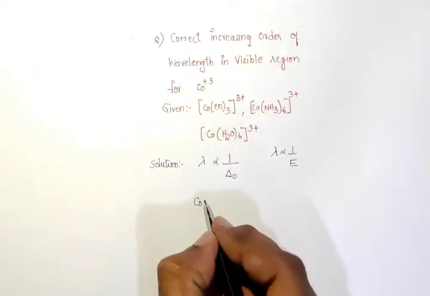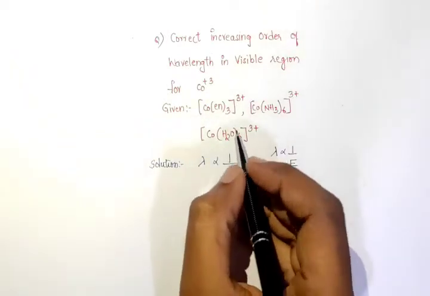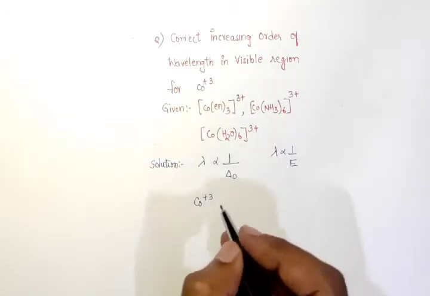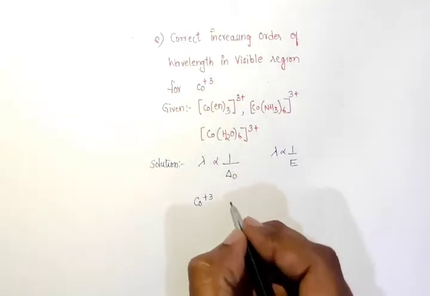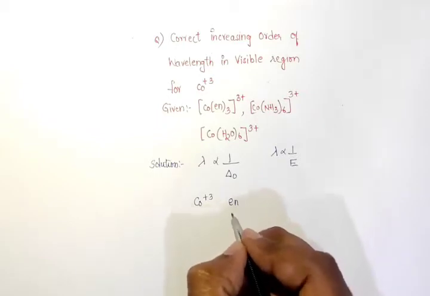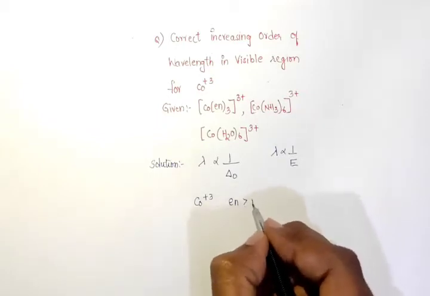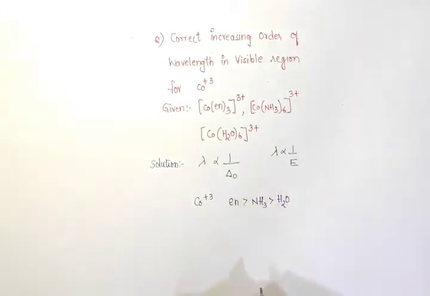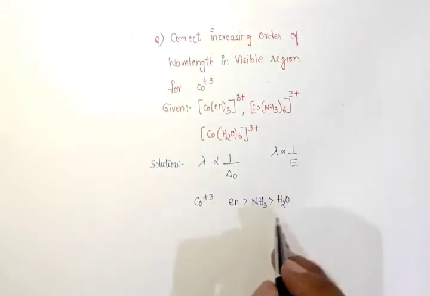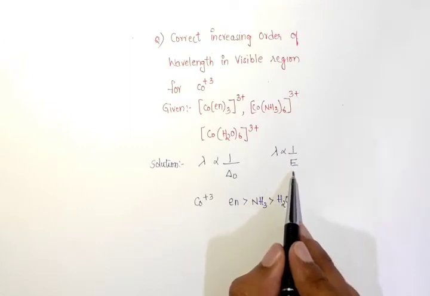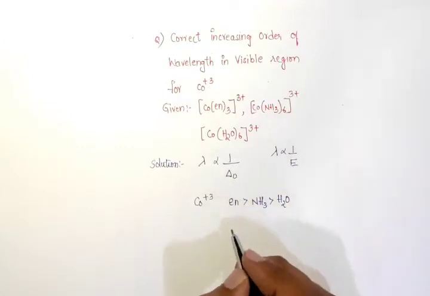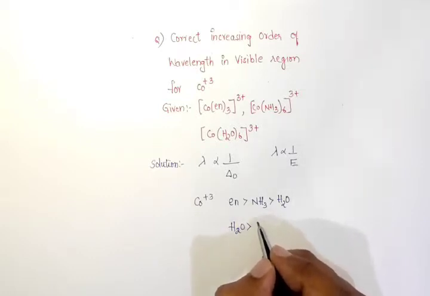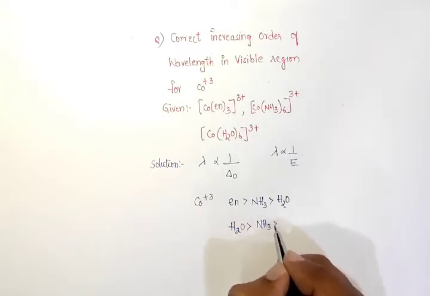All are in the +3 oxidation state. The only difference is that the ligands are different. According to the spectrochemical series, the strength of the ligand varies in the order: en, that is ethylene diamine, is greater than ammonia, and finally water. So water is the weak ligand among these. But since wavelength is inversely proportional to energy, the order would be reversed, that is H2O greater than NH3 and finally ethylene diamine.